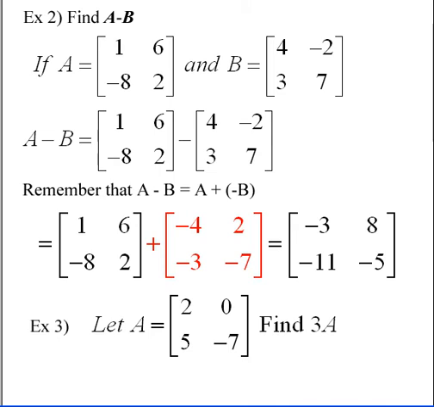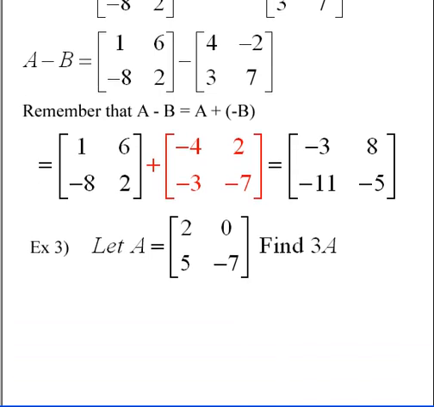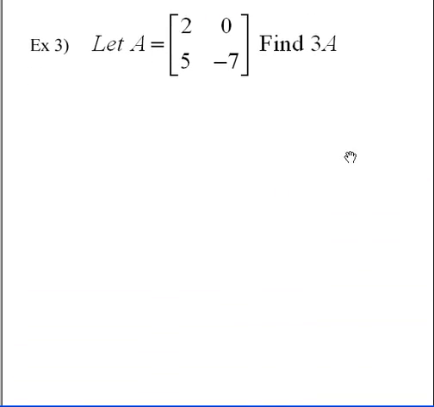All right, let's take a look at our next example. If matrix A is the matrix containing the elements 2, 0, 5, negative 7, find 3 times matrix A. And this is called scalar multiplication. Essentially, we are multiplying each element in that matrix by the constant. In this case, it's the number 3.